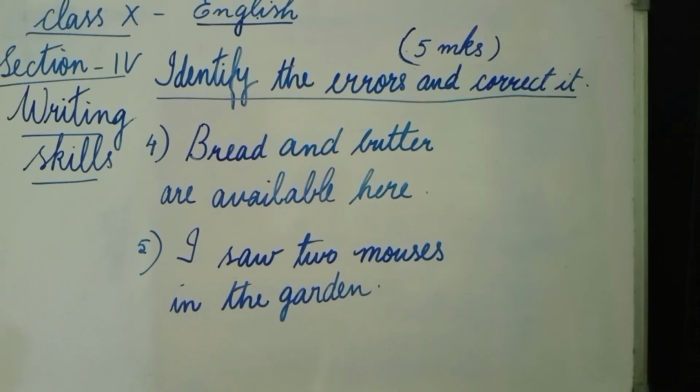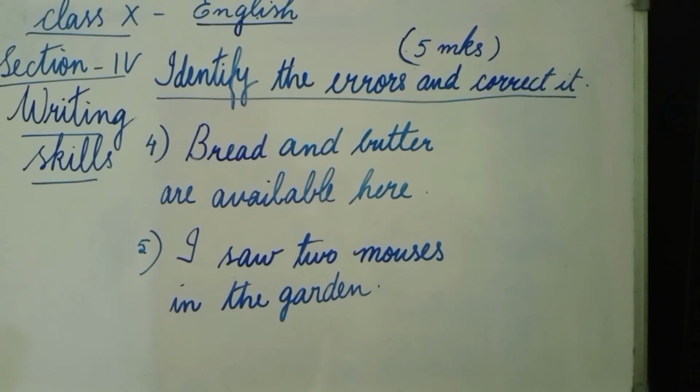Then going to the next question, I saw 2 mouses in the garden. Here the error that we find is mouses. That is, the plural form of mouse is mice, not mouses. So here the answer should be, I saw 2 mice in the garden. M-I-C-E, that will be the correct spelling. I saw 2 mice in the garden.